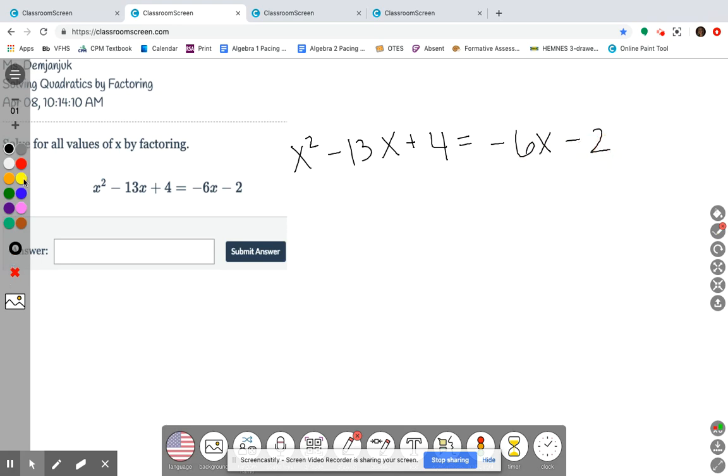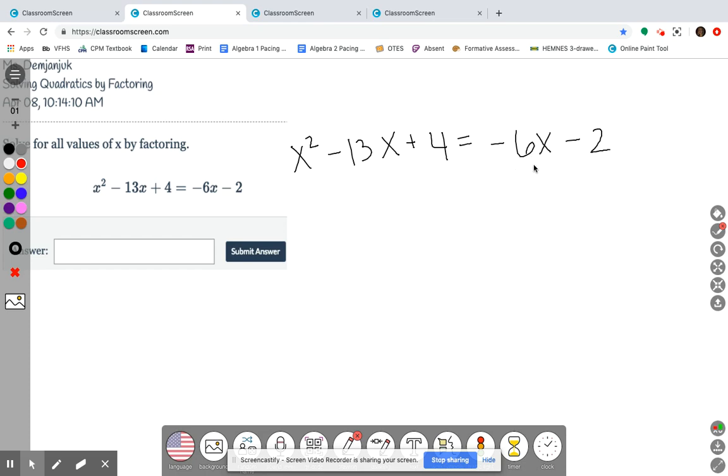Your first goal is to get this entire thing into standard form. If you remember from the last lesson, in standard form we want descending order, where our x squared term is first, then our x term, then our constant, the piece that's just a number, but we want it set equal to 0. So I need to take both of these terms and get them over to the left-hand side.